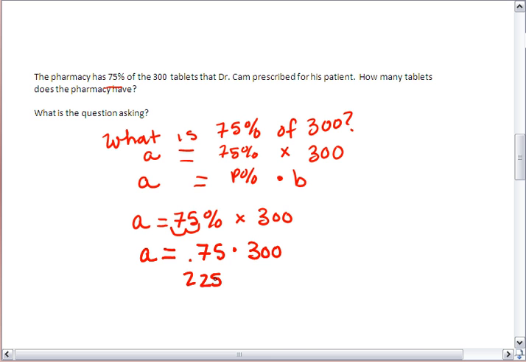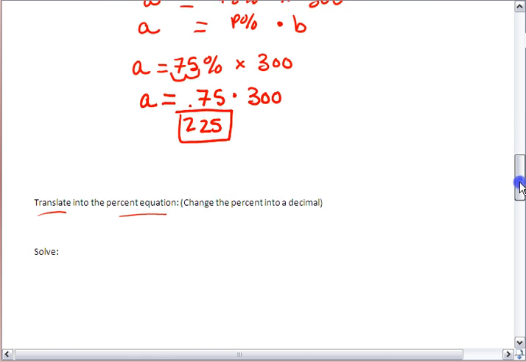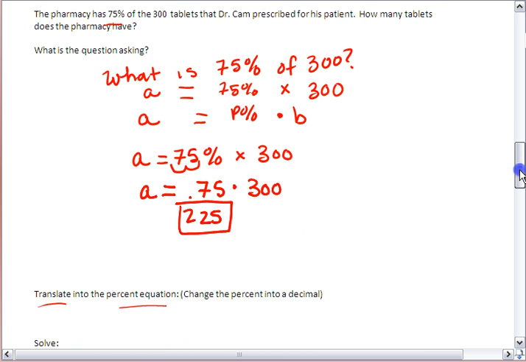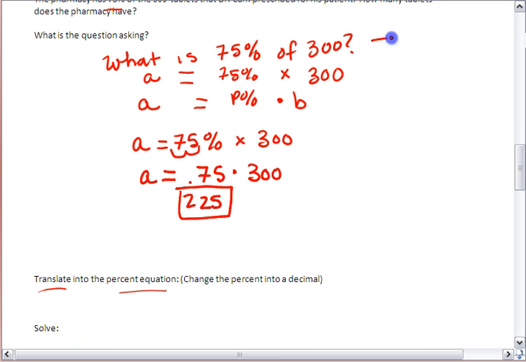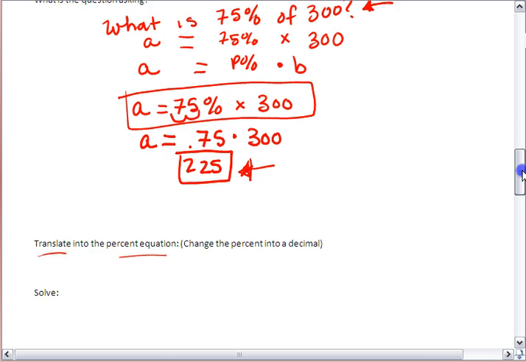So that means A equals 225. So that's my answer. And that makes sense too, because 75% is like 3/4 of 300. Okay, so 225 would be about right. So I started by writing what my question was. I translated it here, and then I solved right here. Okay, so those are the steps.